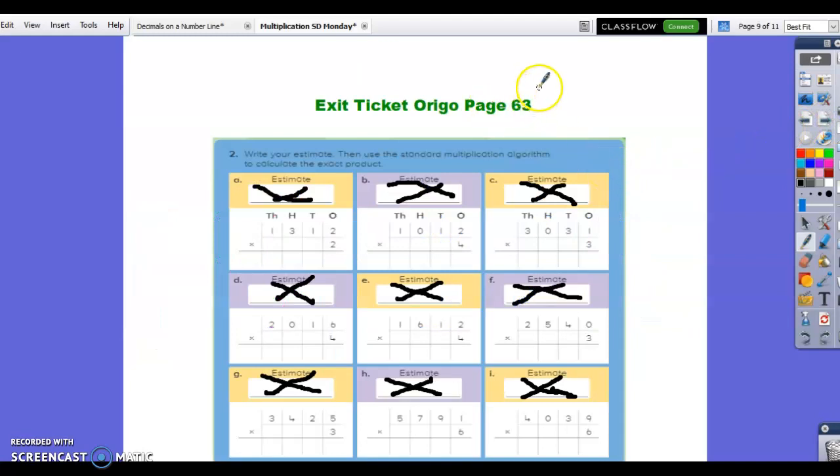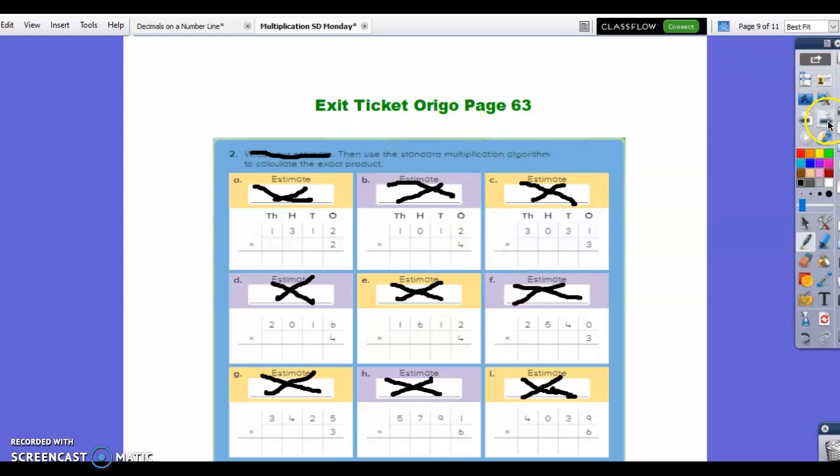Okay, so your exit ticket is on page 63. It is number 2. Again, X out the boxes that say estimate. We are not going to estimate at all. We are just going to practice the standard algorithm of multiplication to calculate the exact products today. So again, we're just multiplying. There are 9 equations here, and this is your exit ticket.